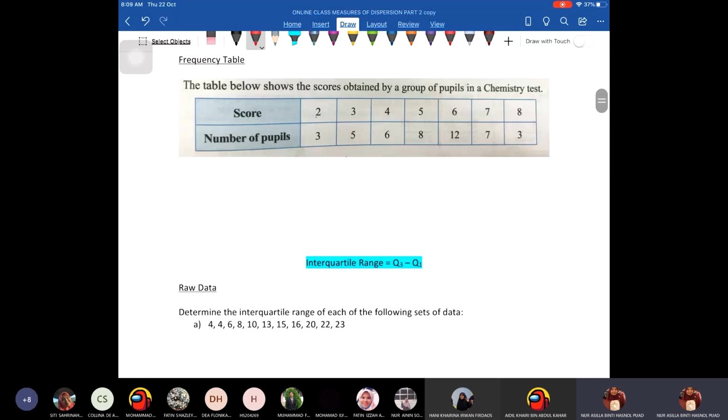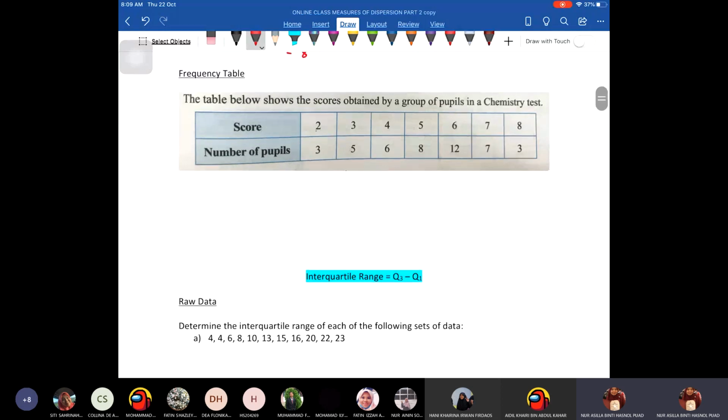Now if I have a frequency table, so this is an example that I took from your textbook. So frequency table, you have 2 things. You have the score, you have number of pupils. Make sure you do not take frequency. So first identify dulu which one is your frequency. Of course, number of pupils will be your frequency, F. Okay, therefore score is my data actually.